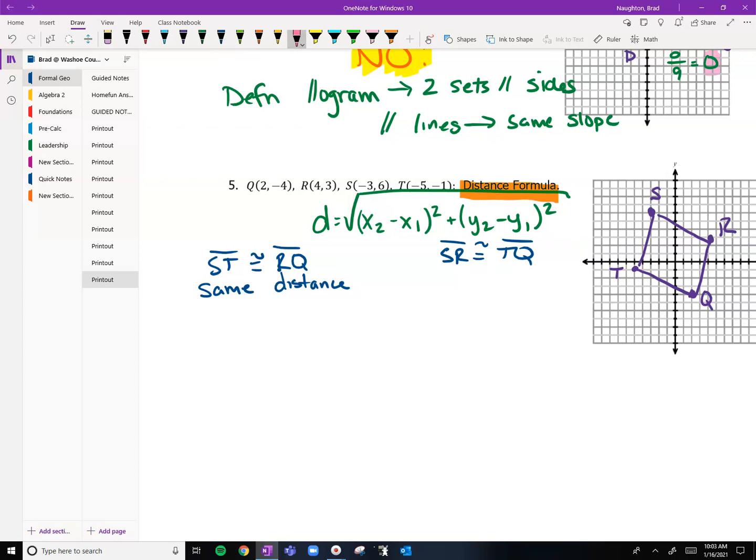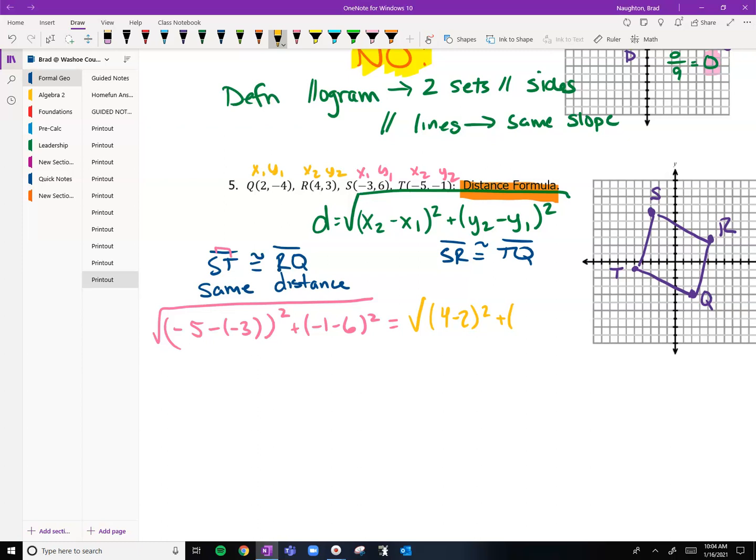So ST. I'm going to go S to T. So x1, y1, x2, y2. So negative 5 minus a negative 3, all that squared, plus negative 1 minus 6 squared. And that's going to be equal to, hopefully, QR. So x1, y1, x2, y2. I'm going to do that since it's right here. It doesn't matter if you make this x1 and this x2, we'll get the same answer. So we'll do 4 minus 2 squared plus 3 minus a negative 4 squared.